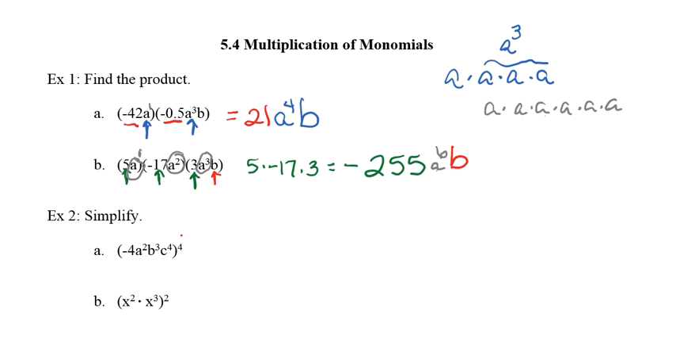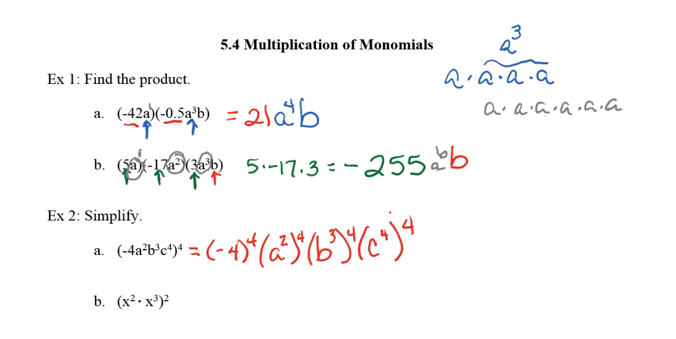We're going to multiply. So on this one, I'm going to go ahead and separate it out. I have negative 4 to the fourth, I have a squared to the fourth, b to the third to the fourth, c to the fourth to the fourth. All of those individual parts, they're not terms because this is a single monomial, all of the individual parts to this term have to be taken to the fourth power.